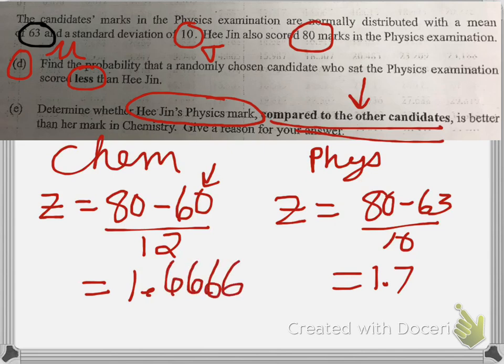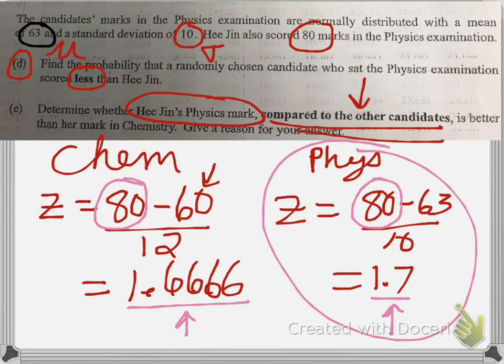1.6666. So even though Hee-Jin scored an 80 on both tests, compared to other candidates she's 1.7 standard deviations from the mean on this one, and 1.667 standard deviations from the mean on the other. So we would say that she did better on the physics test compared to the other candidates because her z-score is farther away from the mean.